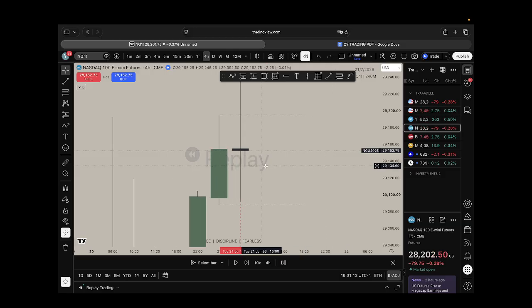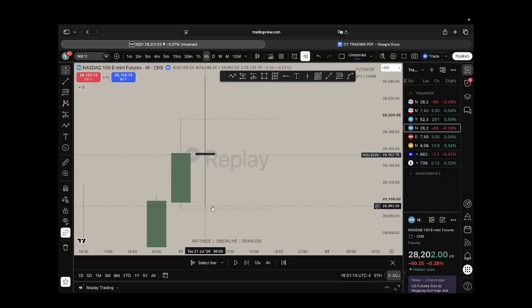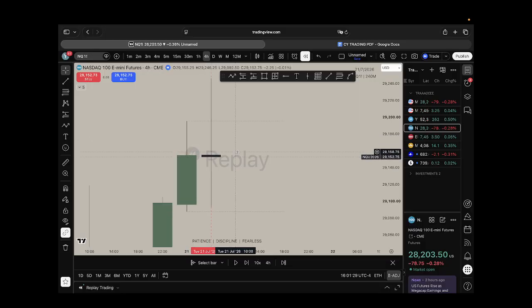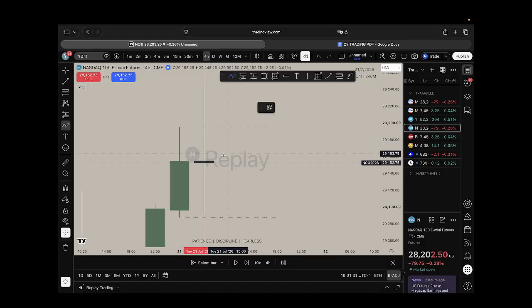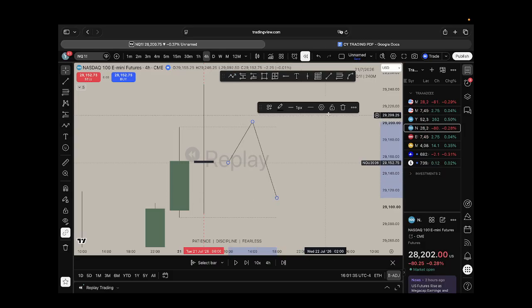The thing is, though, with this is that we leave this low untouched. This 6 a.m. candle, 4-hour candle, never touches the 2 a.m. candle low. We do wick past the 2 a.m. candle high, and we close back below. So for this case, I would have a bearish bias going into 10 a.m. I'd want to see an open high, low close.